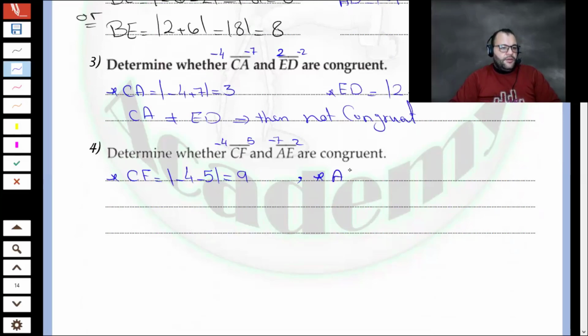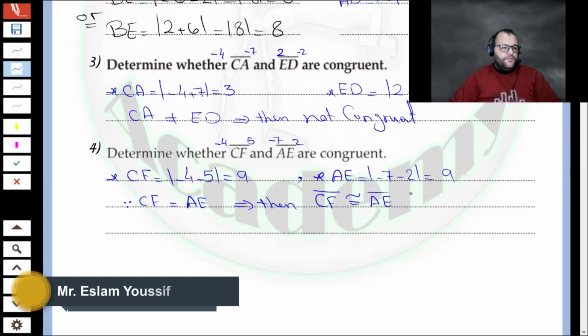And AE is equal to the absolute value of negative 7 minus 2, which is the same, 9. It's congruent. Since they are congruent, we have CF is equal to AE. Then the line segments are congruent. The line segment CF is congruent to AE. Any problem for this one? Nope.